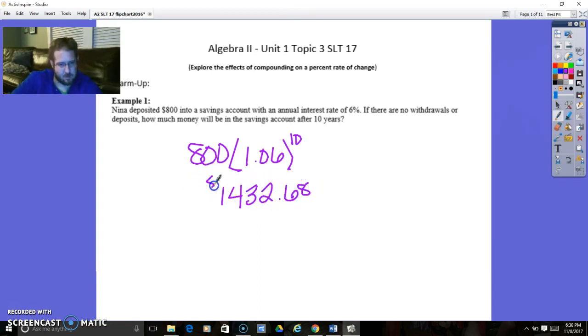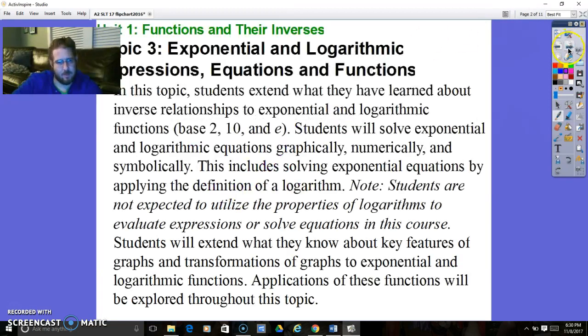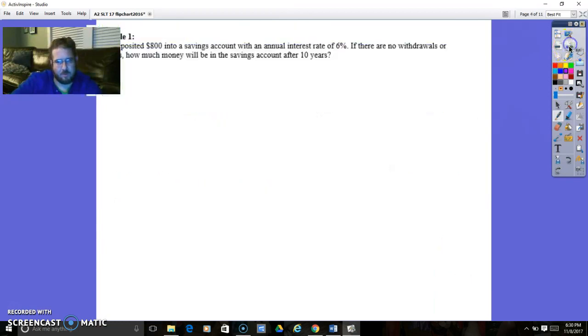$1,432.68, which sounds great, because it looks like you have just pretty much doubled your money, but it took 10 years to do that. And 6%, yeah, banks don't usually give you 6% nowadays. So that would actually be a great thing if they did.